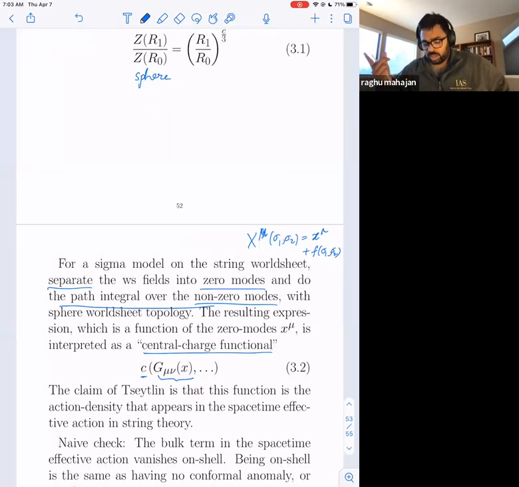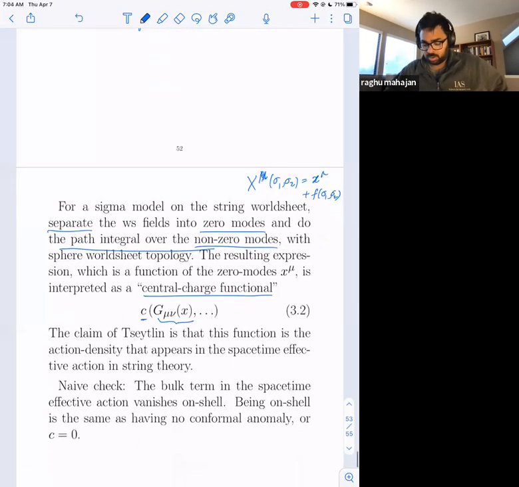And he uses that to say that this function 3.2 that you get is also the action density in the space-time effective action. Like it would be the Ricci scalar built out of G plus H square plus grad phi square and so on. So this is the main claim. And a kind of naive check of this is that on shell, the central charge has to vanish because of conformality. But also we know that the bulk term of the on shell action vanishes, right?